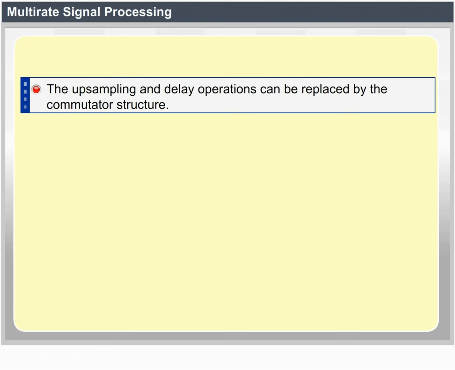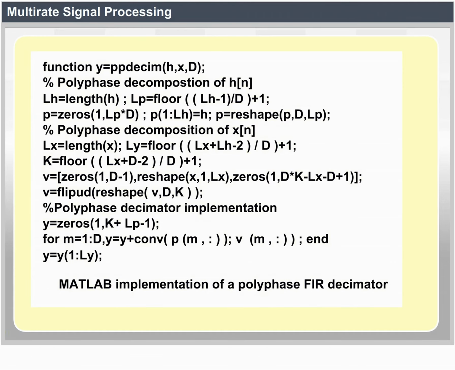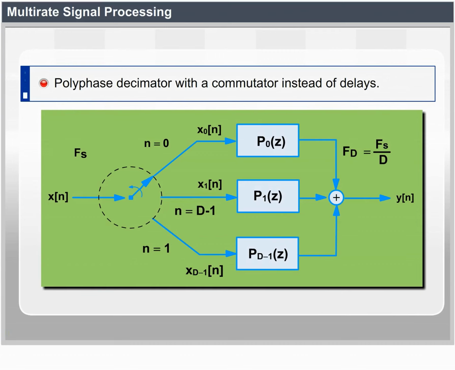We note that while the filtering operation takes place at the lower input sampling rate, the commutator picks up samples sequentially from the MATLAB implementation of a polyphase FIR decimator. Figure: polyphase decimator with a commutator instead of delays. Figure: interpolation system.